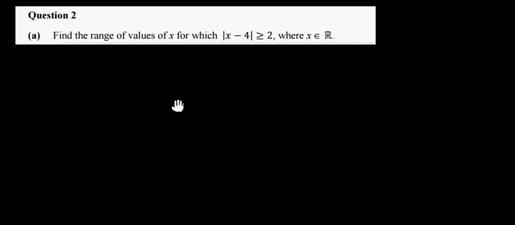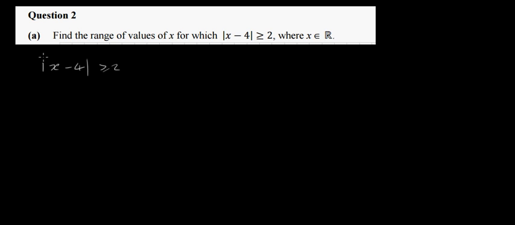Okay, question 2 then is finding the range of values of x for which the modulus of x minus 4 is greater than or equal to 2 and x is real. Okay, so let's just write that down again here. We have the modulus of x minus 4, and that's greater than or equal to 2.